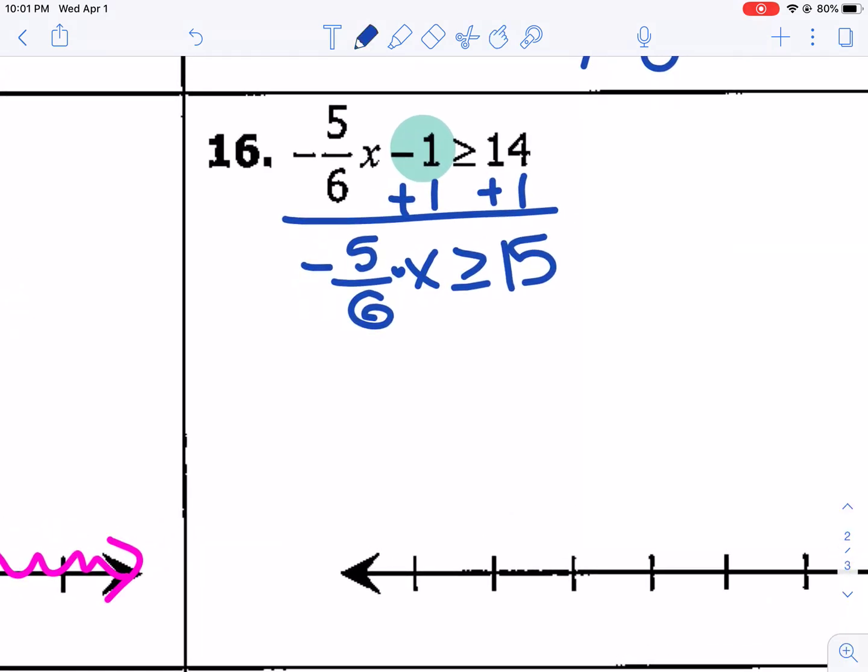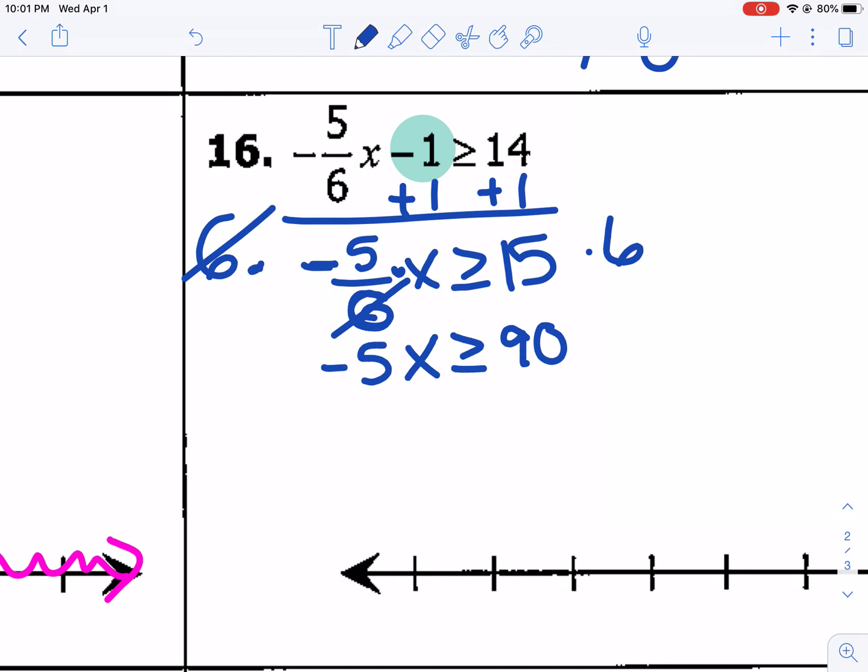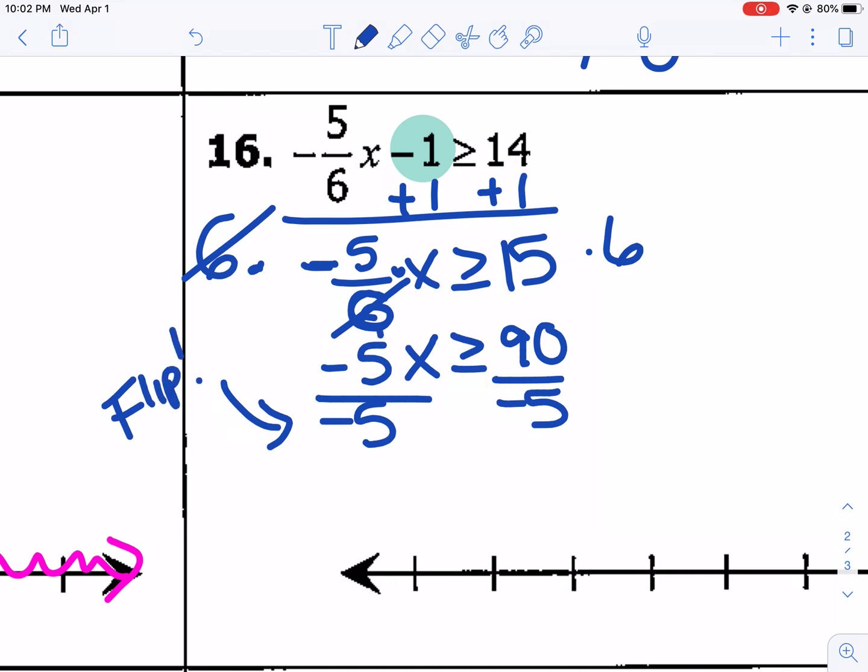So first I'm going to look, I have something is being divided by 6, so I'm going to multiply it by 6. We'll keep the negative with the 5. Great, those cancel. I now have negative 5x is greater than or equal to 90. Now I'm dividing by -5. Since I'm dividing by a negative, I must flip my inequality. So I have x is less than or equal to -18.